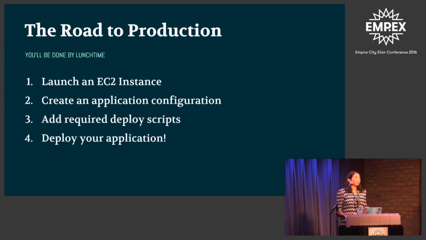For most of my presentation, I'm going to take you through what it takes to set up your application using CodeDeploy. There are 4 high-level steps in doing this. The first one is to create your EC2 instance. This is where your code will be running. The next step is to create an application configuration in CodeDeploy. This basically just tells CodeDeploy where you are deploying your code.